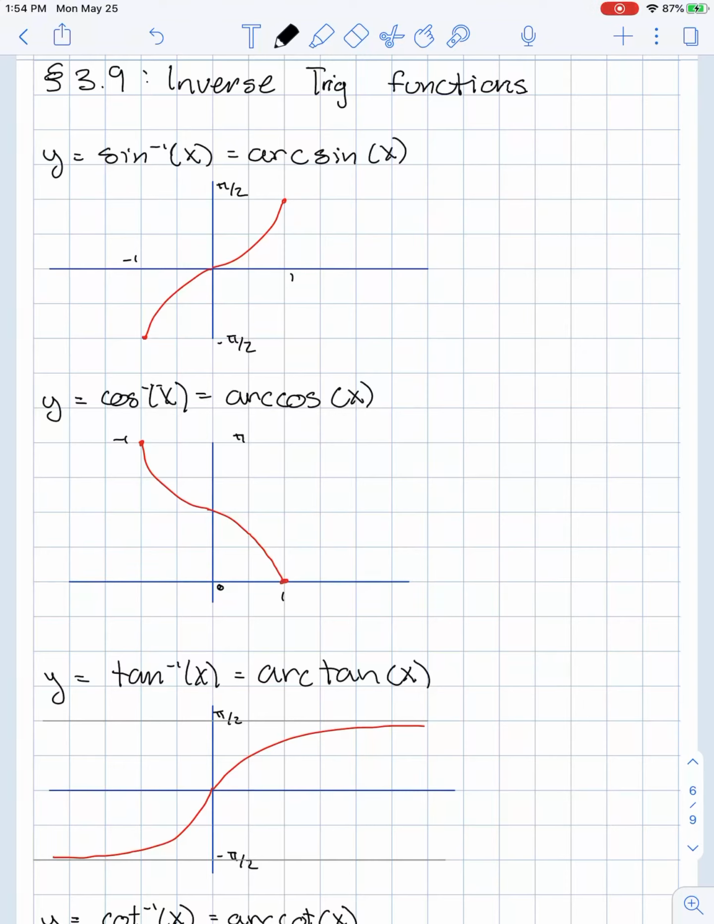Welcome back, mathematicians. We are now on to section 3.9, which is about inverse trig functions and their derivatives.